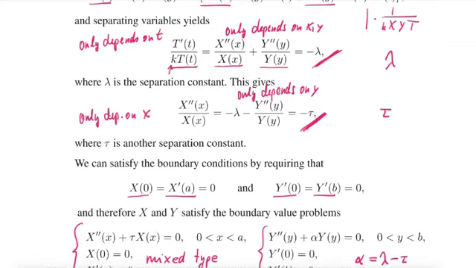To summarize, the key idea happens right here, where you get two separation constants, lambda and tau, and then you combine them in another constant, alpha, as lambda minus tau.